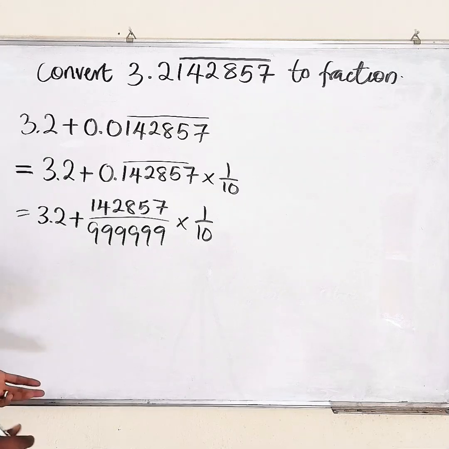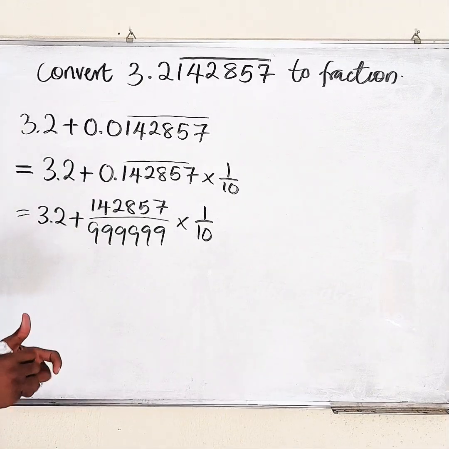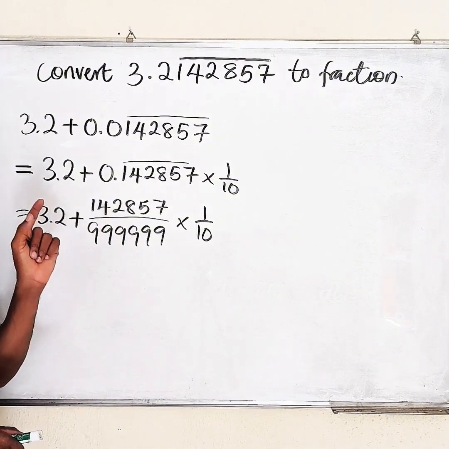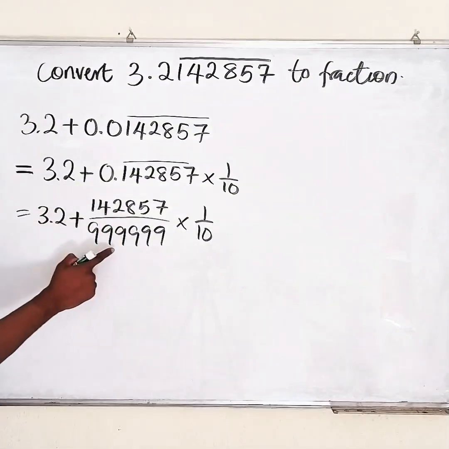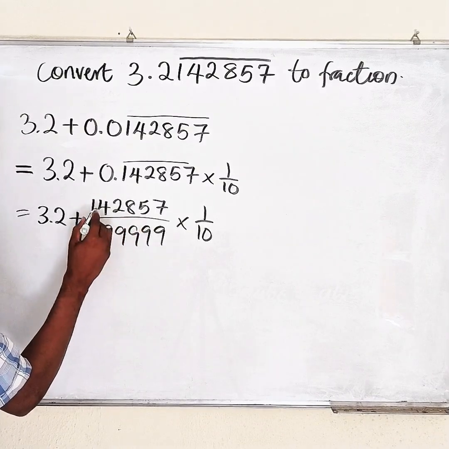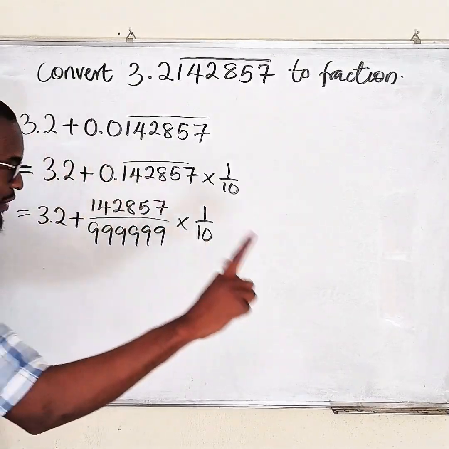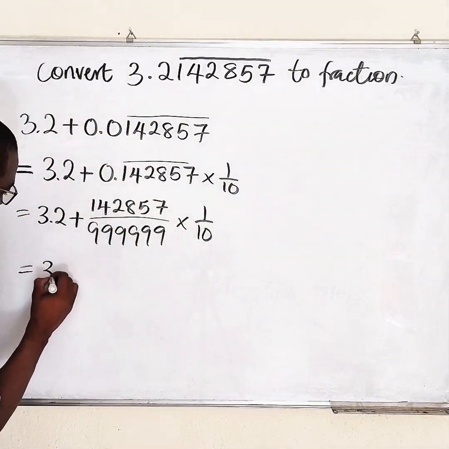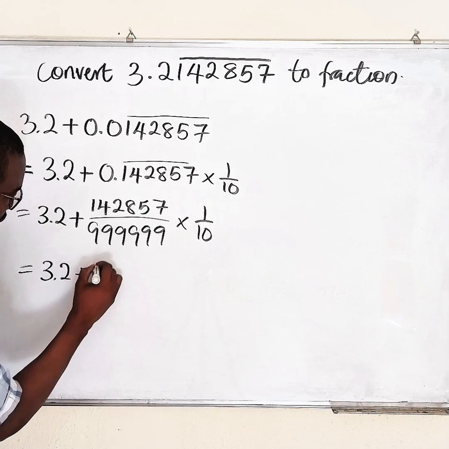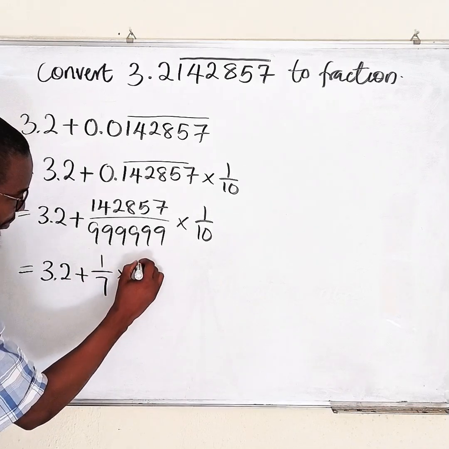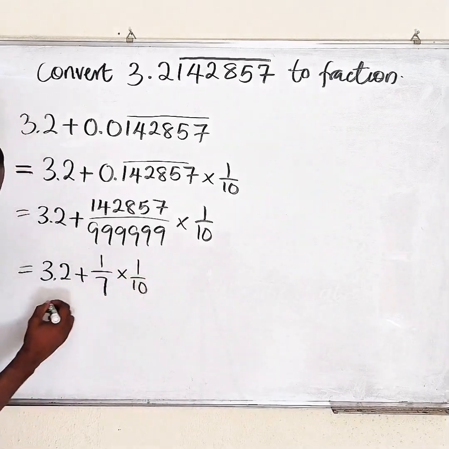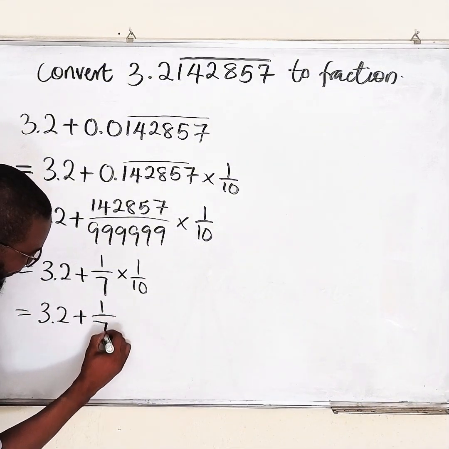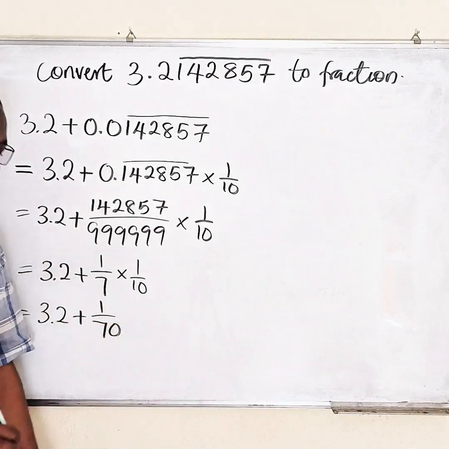I have already solved this one. If you want to confirm, you can do that. This can go in here exactly 7 times. So this is the same thing as 1 divided by 7, because the whole of this digit can go into itself exactly 1 time, and it can go into 999999 exactly 7 times. So this is equal to 3.2 plus 1 divided by 7 multiplied by 1 divided by 10. This is equal to 3.2 plus 1 divided by 70, because 7 times 10 is 70.